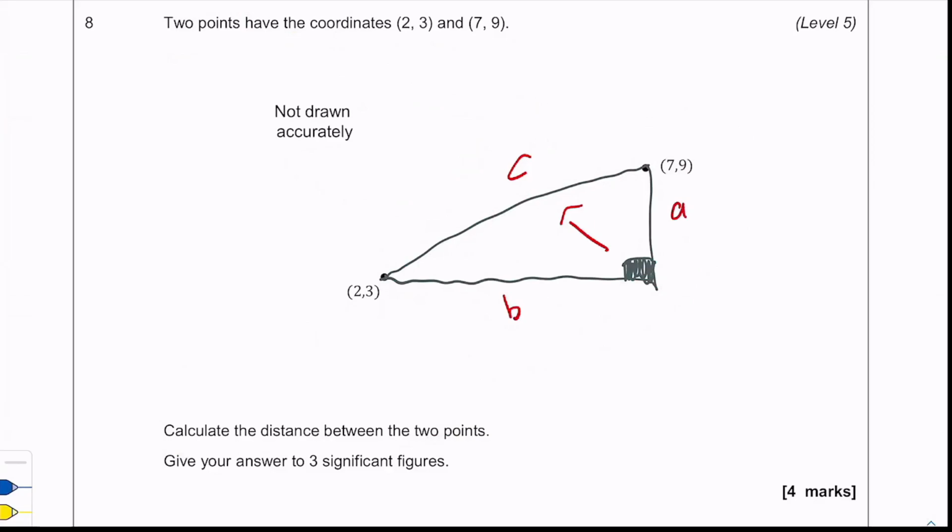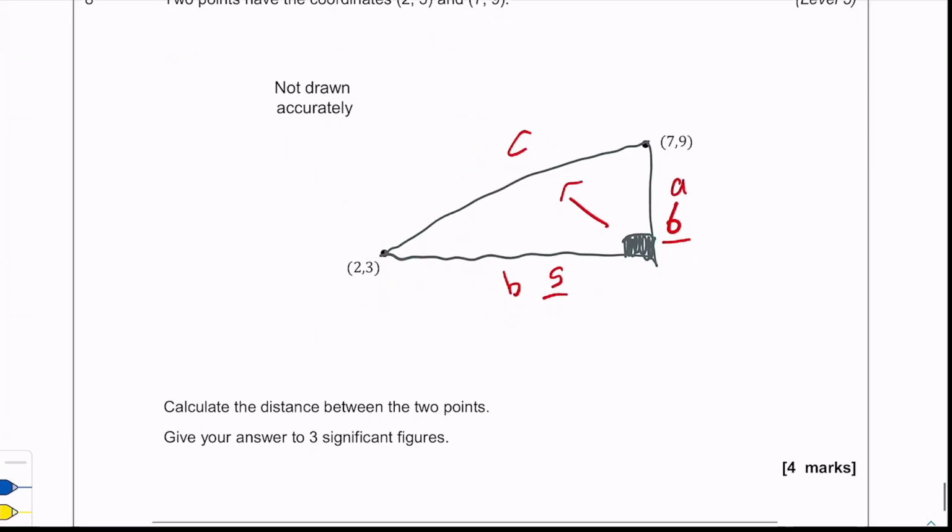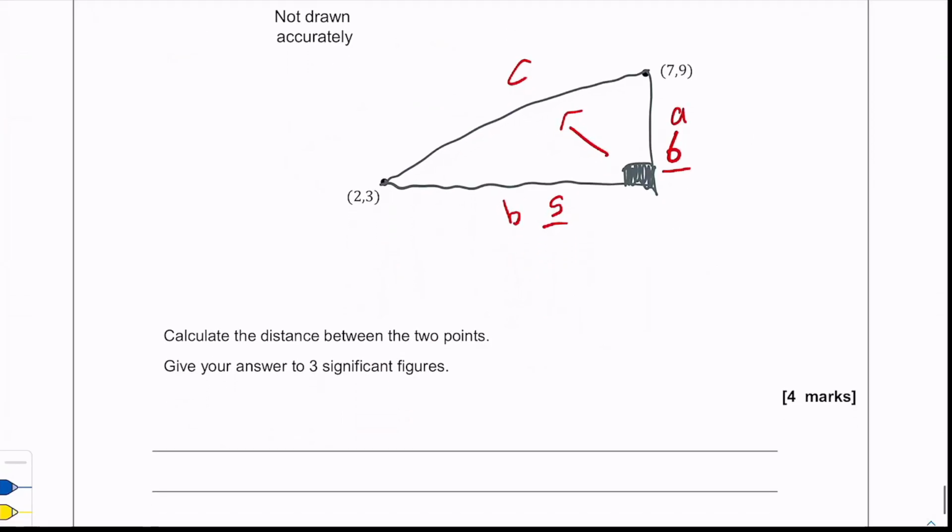Okay, how do we work out the length of A and B? Well, to work out A, we need to work out the change in the y coordinates. So 9 to 3 gives us a distance of 6 units. And then to work out B, we need to work out the change in the x coordinates. So 2 to 7 gives us a distance of 5 units. So let's just underline them. Then from here, it's pretty simple. We know how to solve these now. So we need to write down our equation. So C squared is equal to A squared plus B squared.